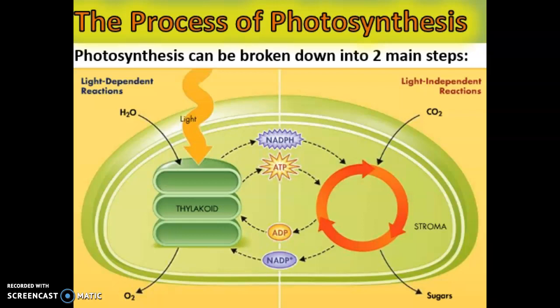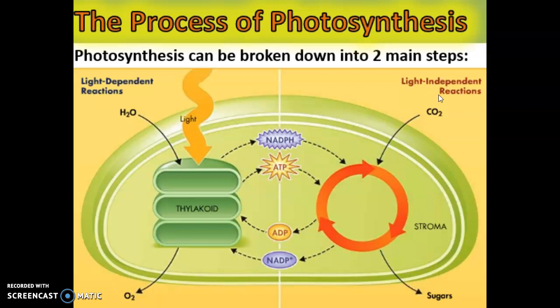Today we're going to be talking about the dark reactions of photosynthesis. We already know that photosynthesis can be broken down into two main sets of reactions: the light-dependent reactions on the left side of this diagram, also known as the light reactions, which we talked about a couple days ago, and the light-independent reactions on the right side of this diagram, also known as the dark reactions, which we're going to be talking about today.